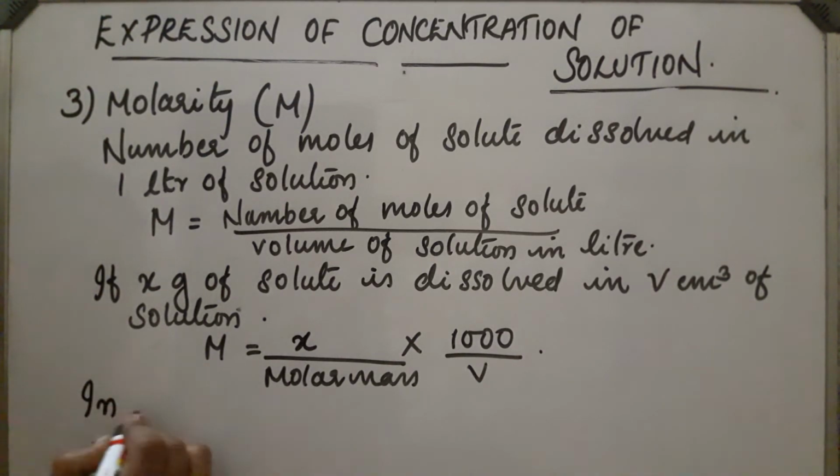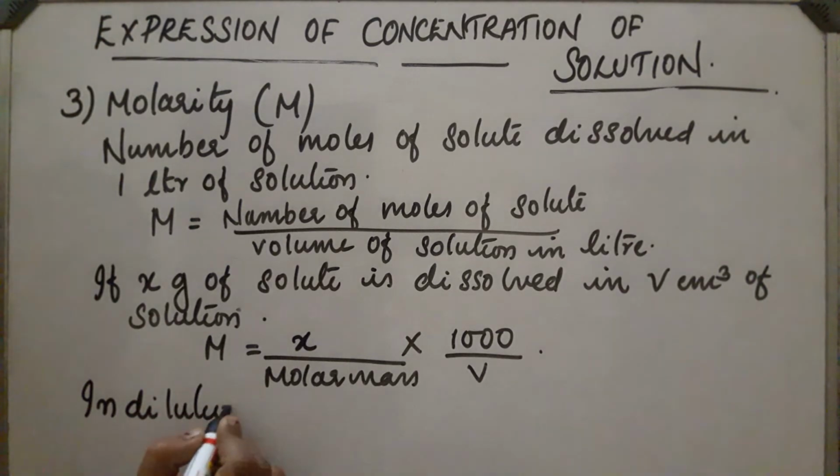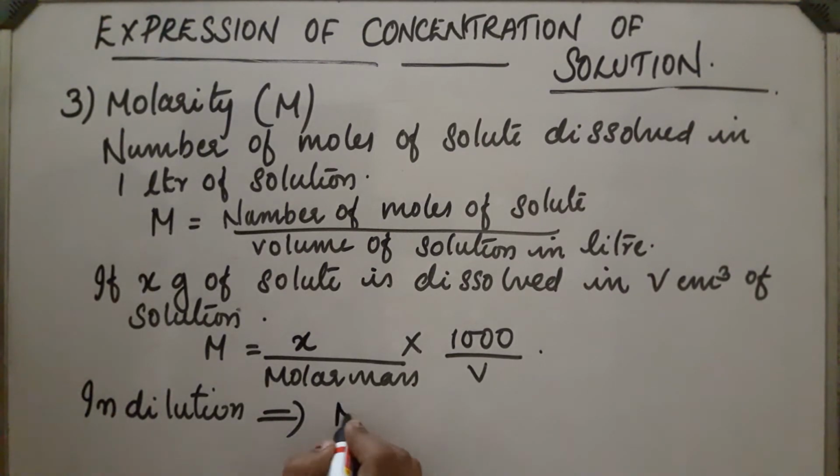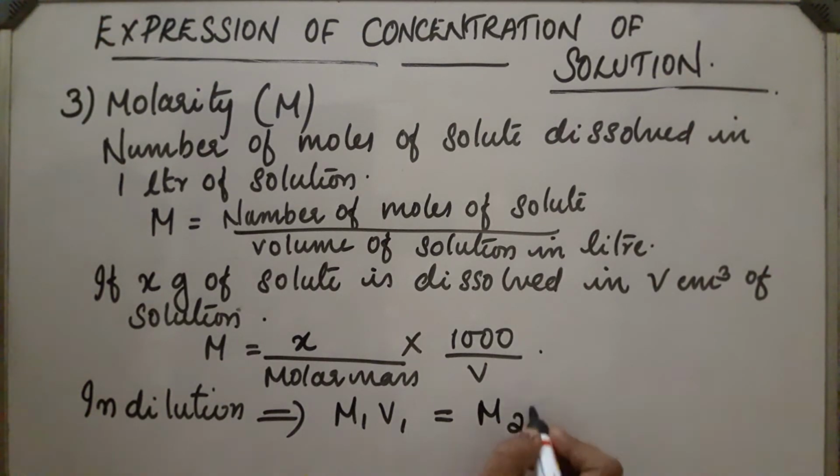There is also another expression in the case of dilution. In dilution, if we have to convert an M1 molar solution into an M2 molar solution, the equation is M1V1 equals M2V2, where M1 is the molarity of the given solution with V1 volume, and we convert it into M2 molar with volume V2. If M1, V1 and M2 are given, we can calculate V2. This is the equation we use in the case of dilution.